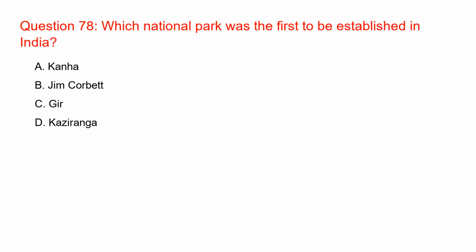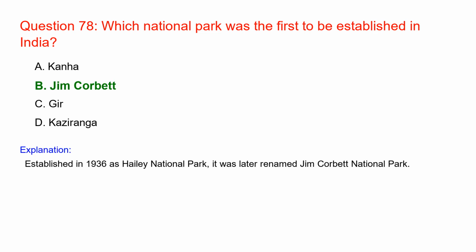Which national park was the first to be established in India? Jim Corbett. Established in 1936 as Hailey National Park, it was later renamed Jim Corbett National Park.